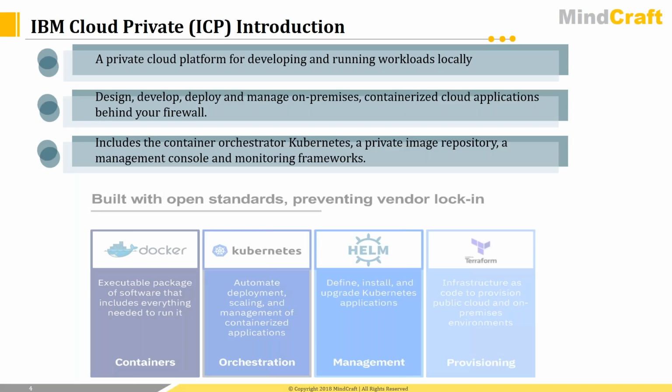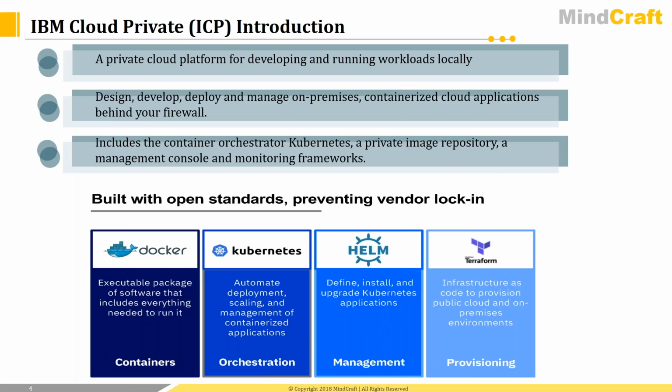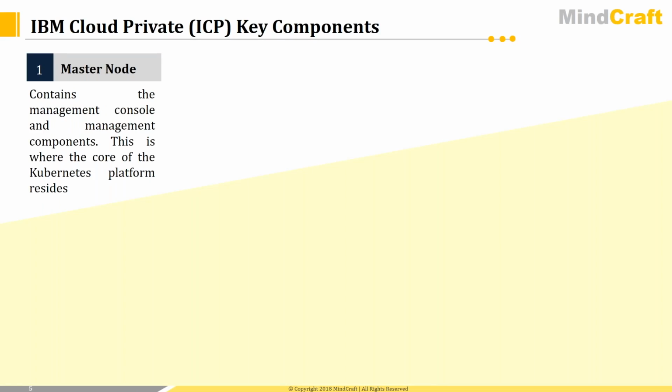So if we get into details, right, ICP as a product rides on top of open standards. So you have your containers based on Docker-related technologies and Kubernetes, which allows you to orchestrate these components. So essentially, it's based on an entire open source stack, which allows you to freely work not just with ICP but also with multiple cloud environments if you are using them in your enterprise, right? And everything is behind your firewall, so it allows you to develop, deploy, and manage on-premise cloud applications.